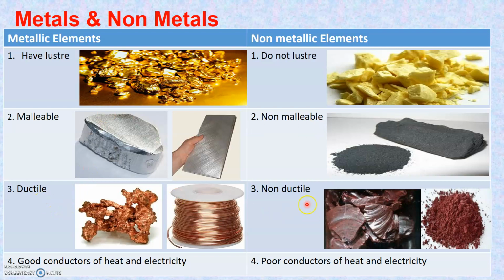Metals are ductile while non-metals are non-ductile. We have already learned what ductility is. It is the ability of a substance to be drawn into wires. This is the metal copper, as you can see here. Because copper is ductile, it can be converted into wires. It can be drawn into wires. This is phosphorus, which is a non-metal. Since it is non-ductile, it cannot be drawn into wire.